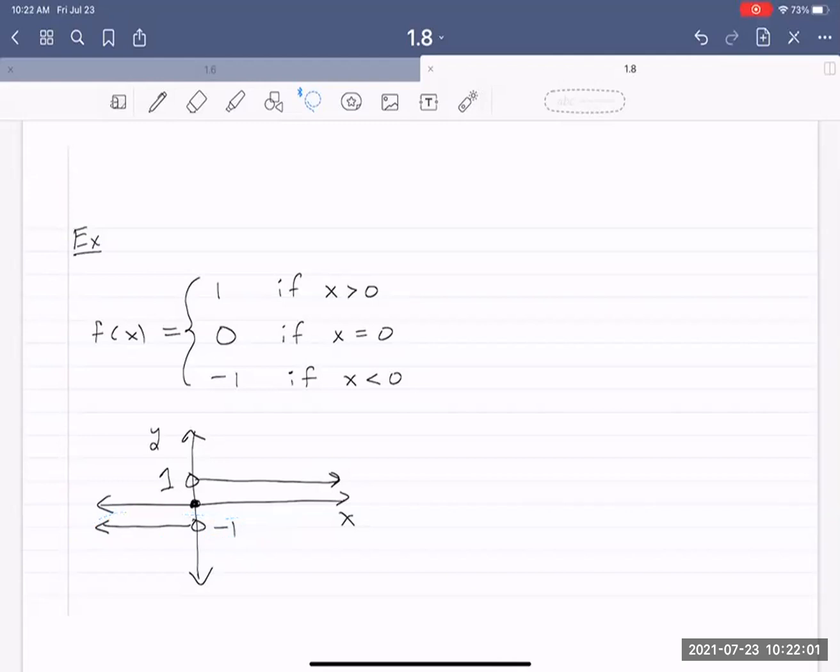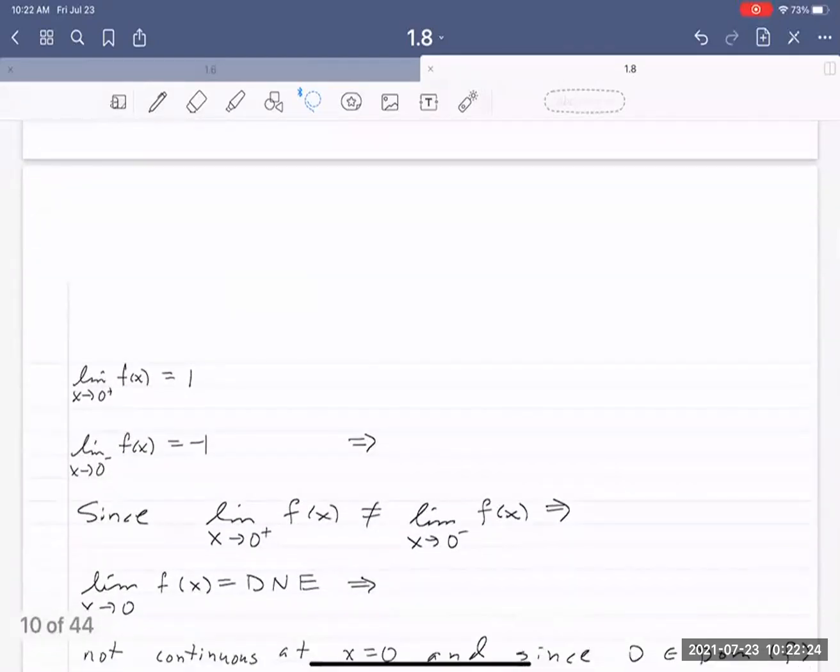Well, is this a continuous function? No. This is not a continuous function because it's defined everywhere, but at 0, my function is not continuous. So my function is defined at 0, but it's not continuous at 0.